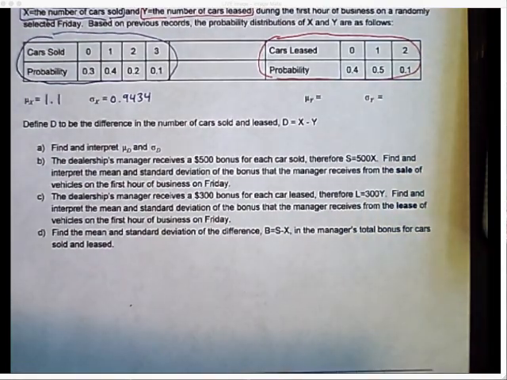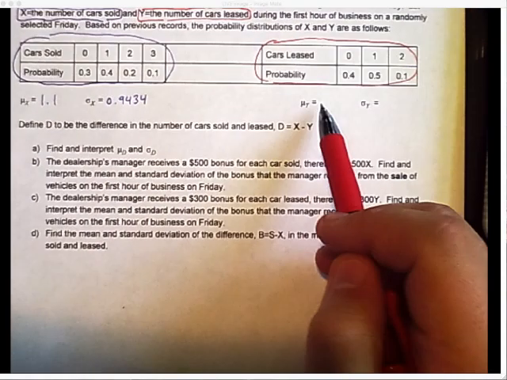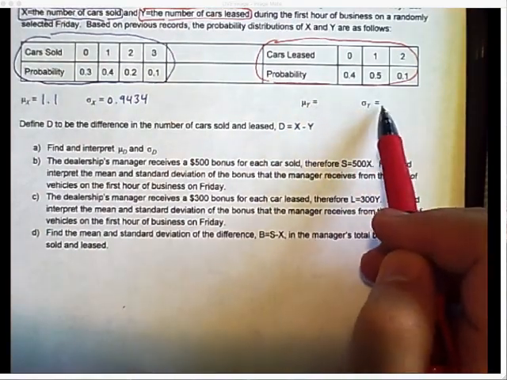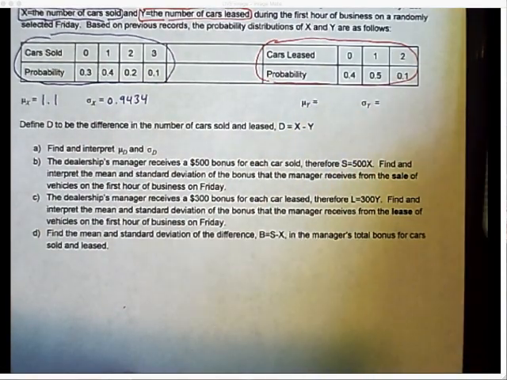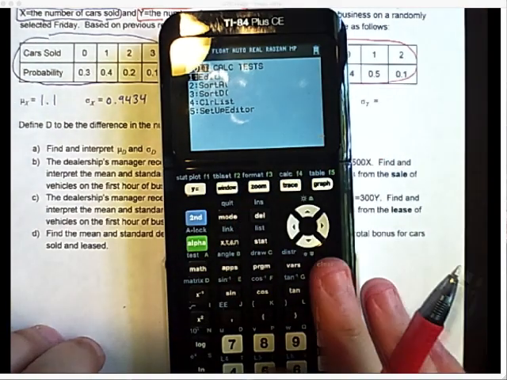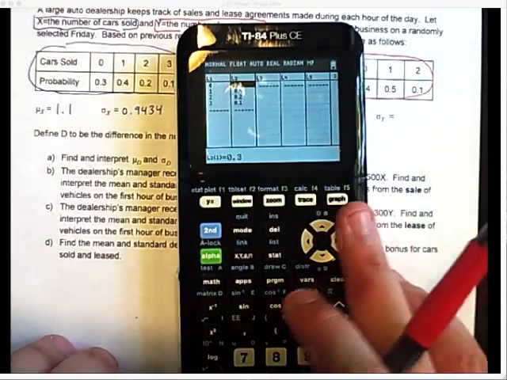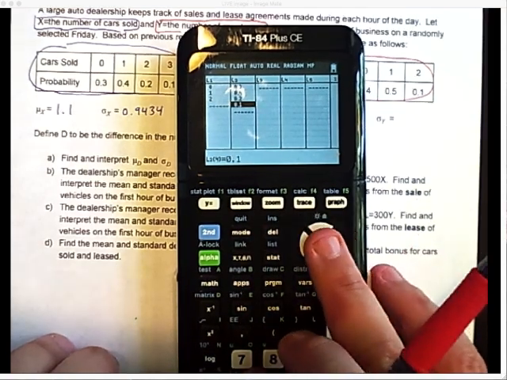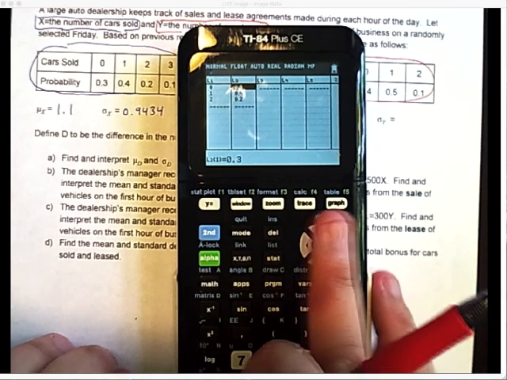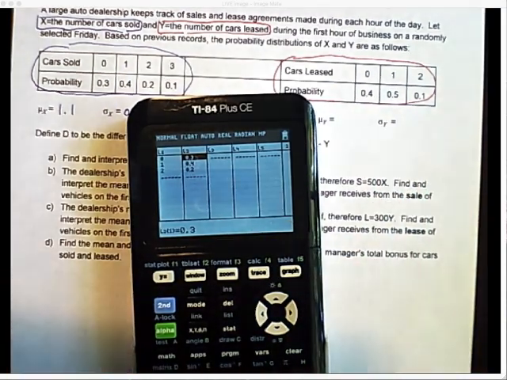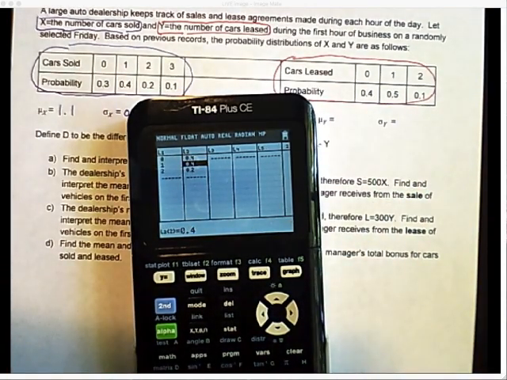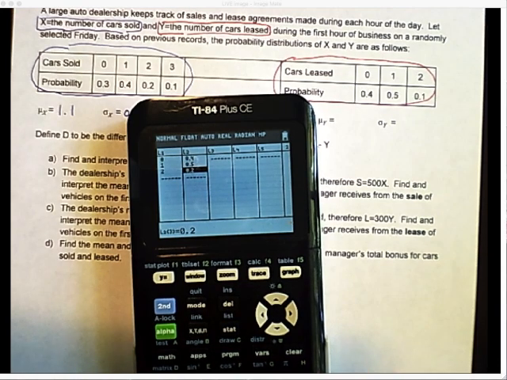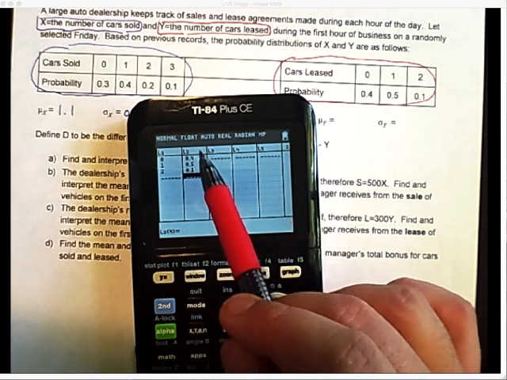Now, let's do the same thing with the number of cars leased. Let's find the mean number of cars leased and the standard deviation of the number of cars leased. I'm going to go under my list, stat edit. Well, we don't have a 3. We only have 0, 1, and 2. The probability of 0 cars being leased is 0.4, the probability of 1 car is 0.5, and the probability of 2 cars is 0.1. Those numbers add up to 1, which is good.